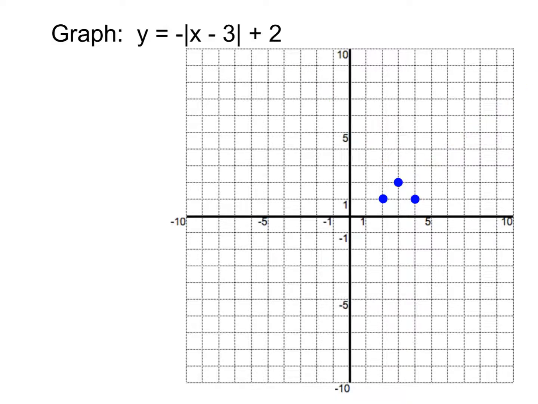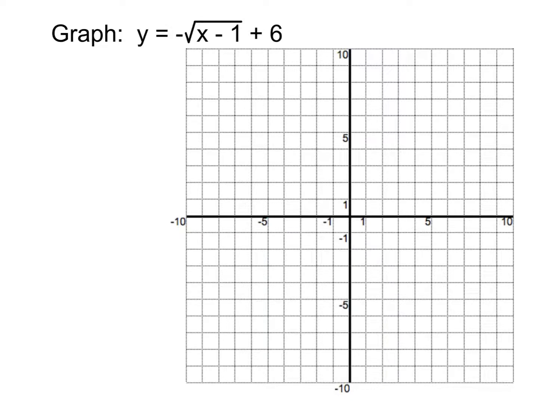And so for those first points, for instance, notice we go over 1 and down 1 instead of over 1 and up 1. All right, and then the rest of our points, we keep going over 1, down 1 because it is the straight V shape. Draw the lines that go through there, and then you have your graph.